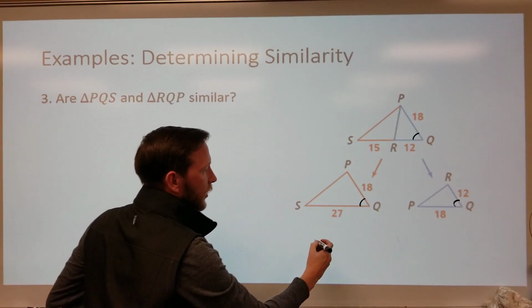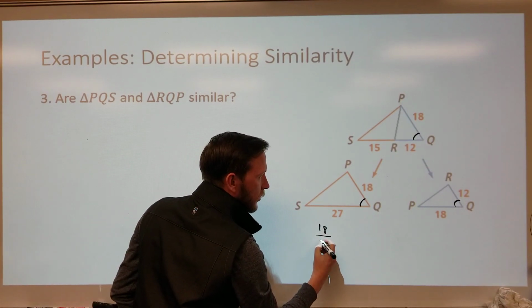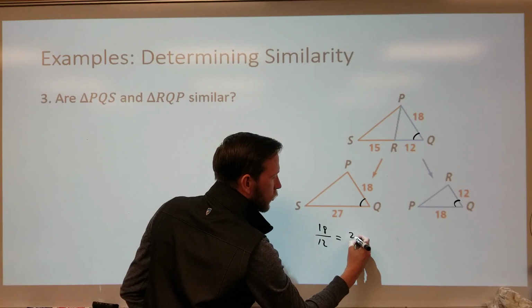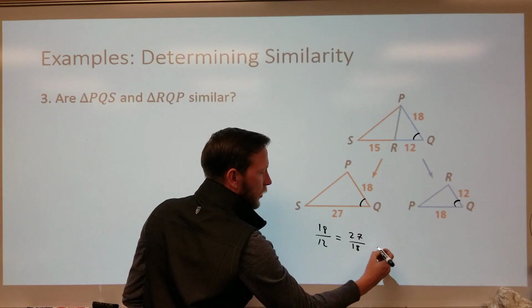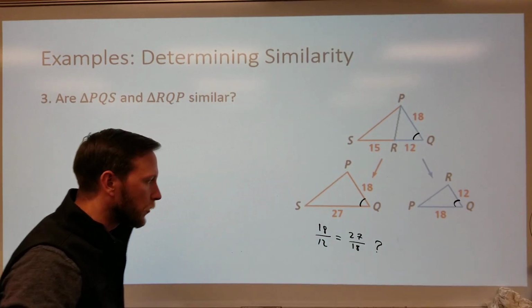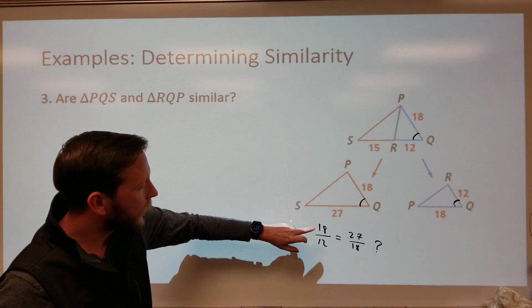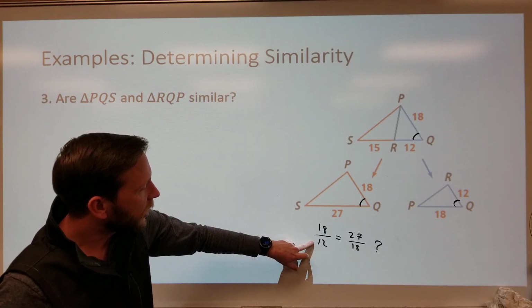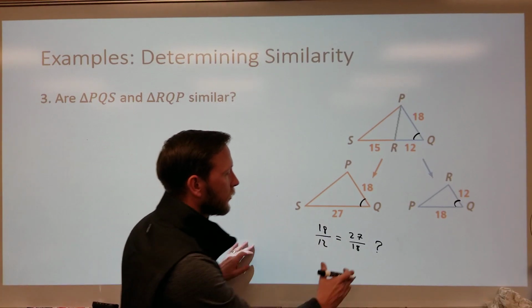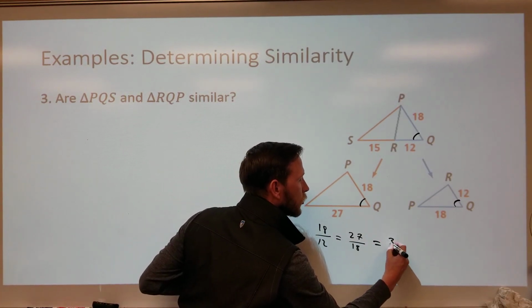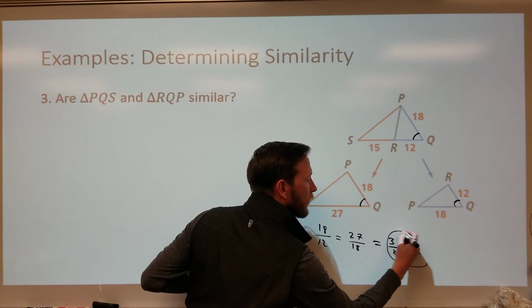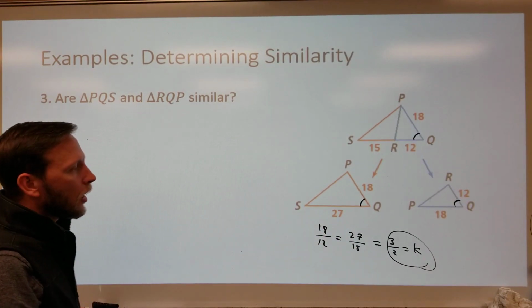So what I want to check is, is 18 over 12 equal to 27 over 18? Are those equal to each other, yes or no? And so we can confirm in our calculators that this is 6 times 3 over 6 times 2. This is 9 times 3 over 9 times 2. So these are both equal to 3 over 2 as our K value. You can confirm that in your calculator.